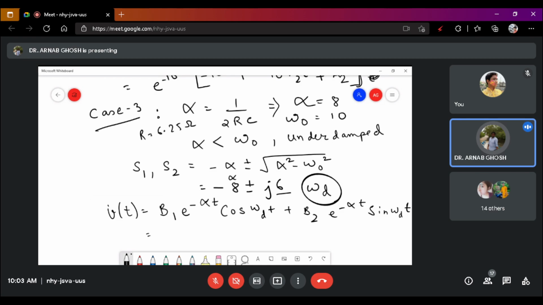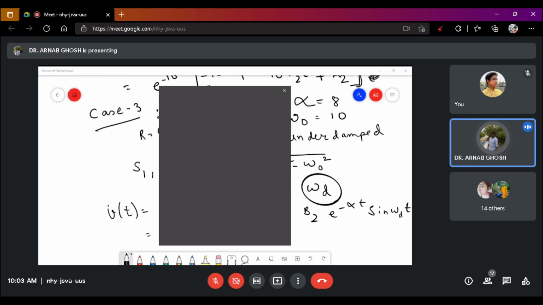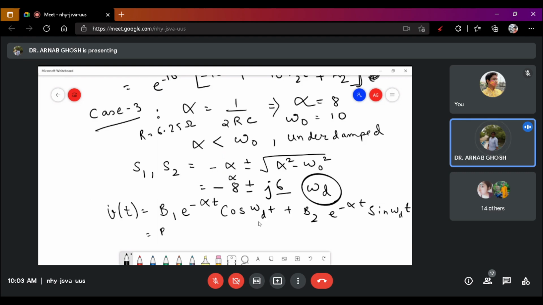So what is your general formula coming out to be? They are coming out as b1 e to the power minus 8t cos 6t plus b2 e to the power minus 8t into sine 6t. This is the general formula. Clear?